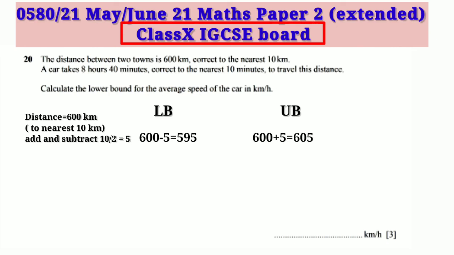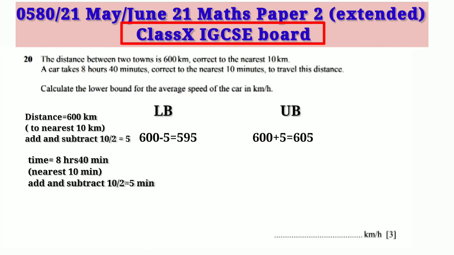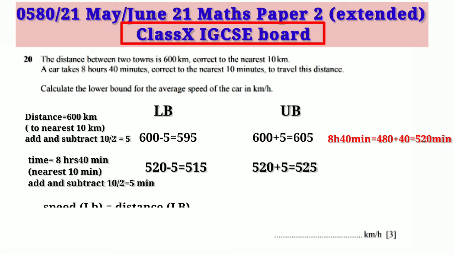Now let us see what is the upper bound and lower bound for time. Time is 8 hours 40 minutes, nearest to 10 minutes. So we have to add and subtract 10 by 2, that is 5 minutes. But first let us change 8 hours 40 minutes to minutes. 8 hours 40 minutes will be 8 into 60, that is 480, plus 40 minutes comes to 520 minutes. Lower bound of time will be 520 minus 5, that is 515, and upper bound will be 520 plus 5, that is 525 minutes.